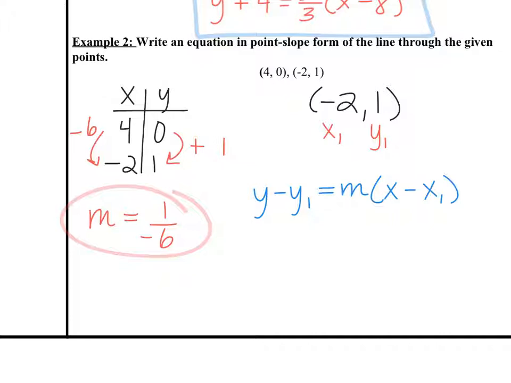So Y minus Y1. Elena, what should I put on the left side of the equal sign? Yep, Y minus 1 equals M. Daniel, what's my M? 1 over -6. So -1/6.